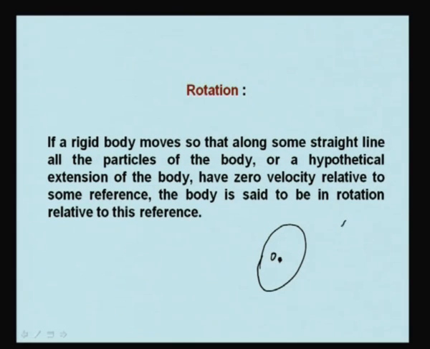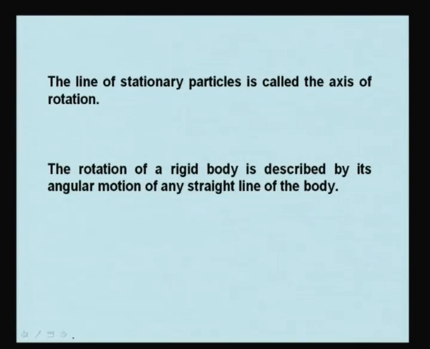Consider the other case, the body may be rotating about this point O, which is not in the body. Hypothetically, if we extend the body up to that point, it is rotating about this point. So we can have the axis of rotation outside the body also. In that case, we make a hypothetical extension as if there is a body and its particles follow the same kinematics. The line of stationary particles is called the axis of rotation.